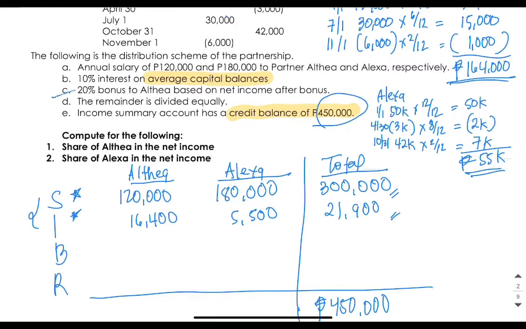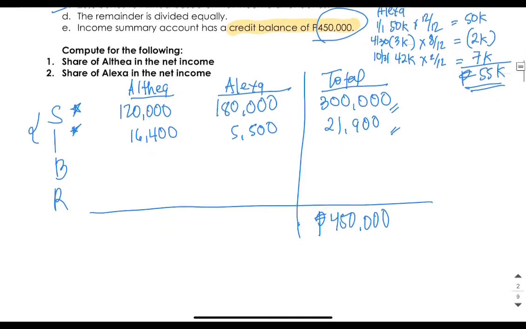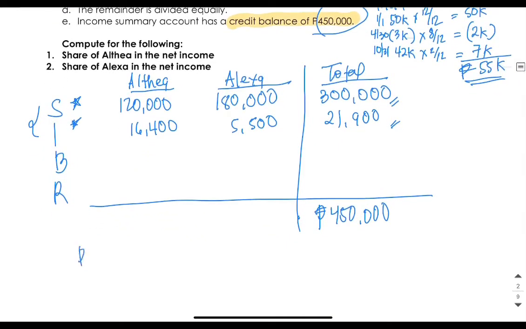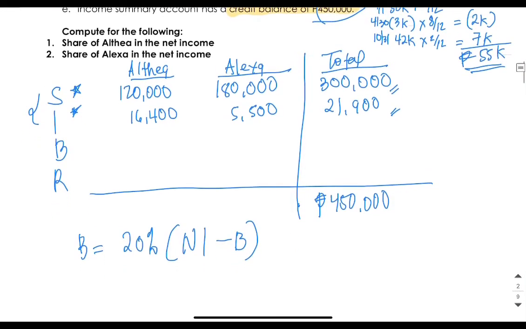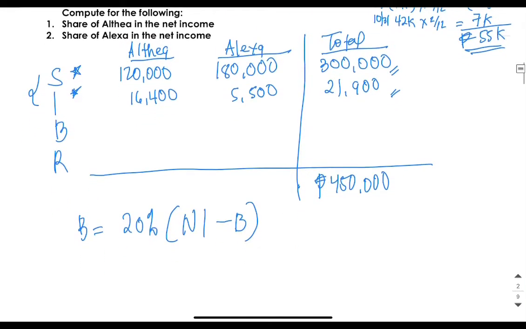Okay, so according to this problem, letter C, 20% bonus to Althea based on net income after bonus. Okay, so how do we solve for bonus? According to this problem, the bonus is 20% based on net income after bonus. Okay, so this is the equation. This is the bonus to Althea. Okay, so we can solve this, of course, by substituting the amounts, net income and bonus.